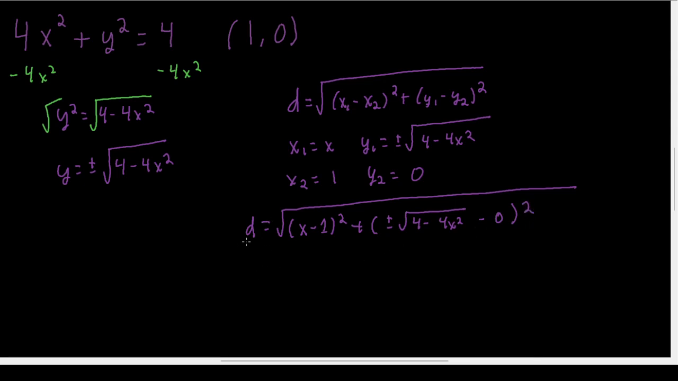So this equation takes a point from our ellipse and tries to find the distance from that point to the given point. So this is the equation we're going to take the derivative of, find the critical point, and see whether it's a maximum or minimum.